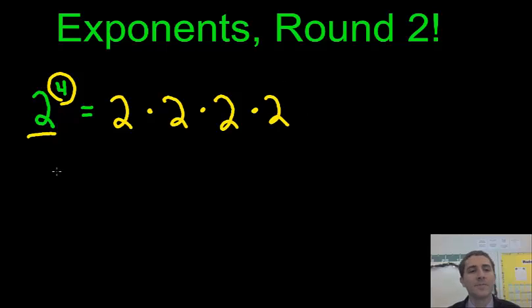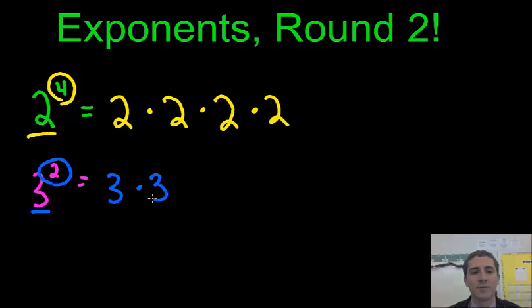Let's try another one. If I have 3 to the 2nd power, that means I'm going to take 3 and multiply it 2 times. So 3 times 3. That's all exponents is. I know sometimes we think it might be confusing, but it's just repeated multiplication. You take the larger number and you multiply it by the smaller amount of times.